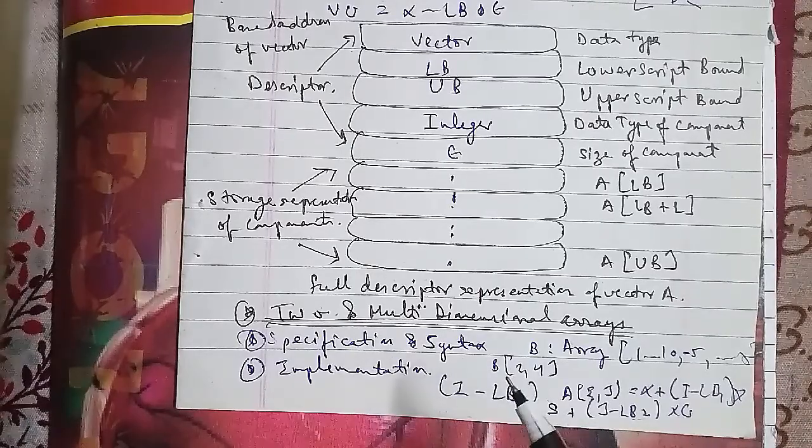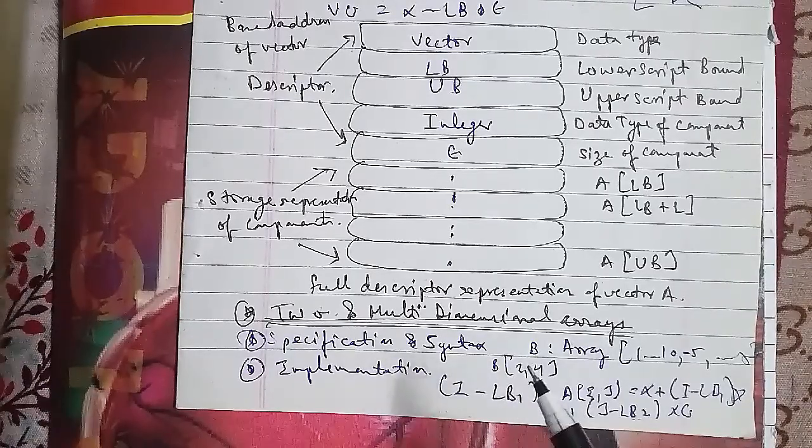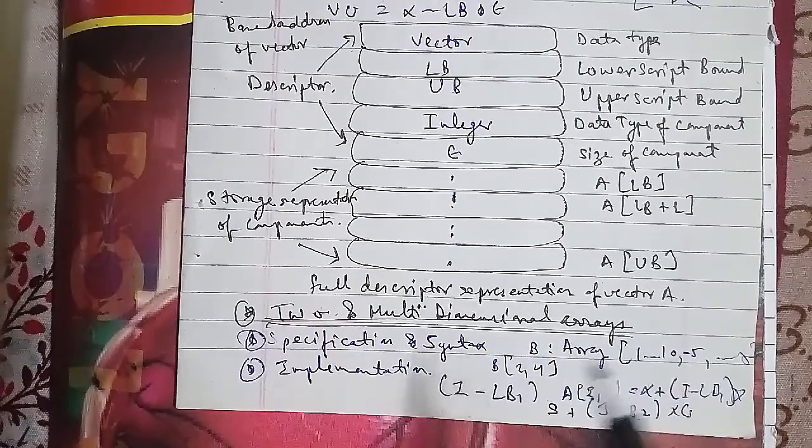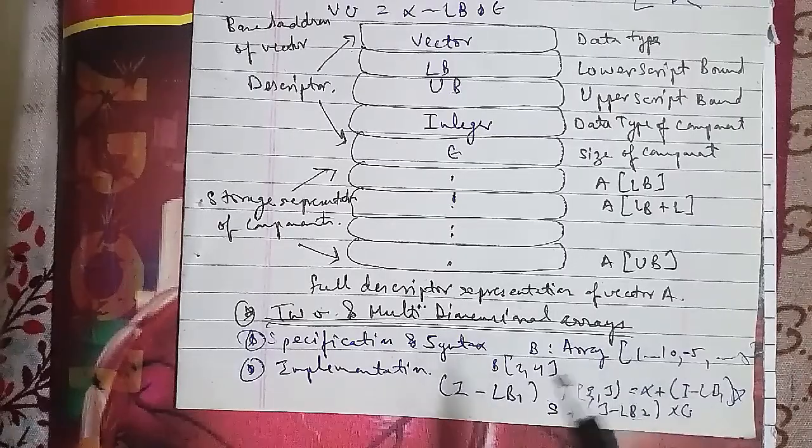Let's go ahead with a diagram representing the descriptor, that is your dope vector, and other than that it also represents the value of m, and the storage representation of the component as well. So let's go ahead here.